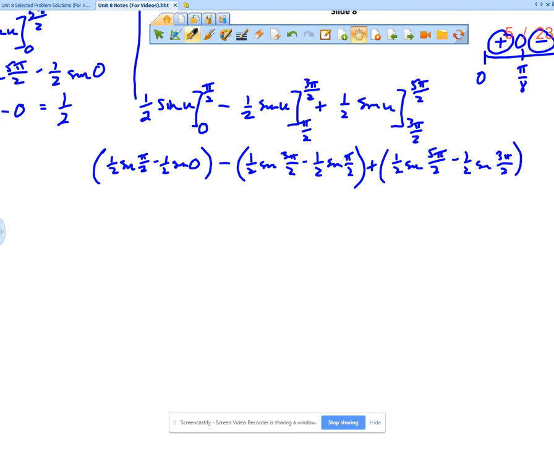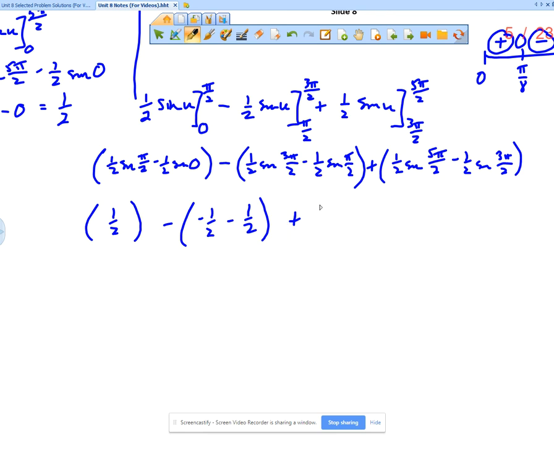So half of the sine of pi over 2. Sine of pi over 2 is 1, so this is 1/2. Minus the sine of 0, which is 0. Minus 1/2 the sine of 3 pi over 2. Remember, the sine of 3 pi over 2 is negative 1, so this becomes a negative 1/2. Minus 1/2 the sine of pi over 2. The sine of pi over 2 is 1, so we're subtracting 1/2. So negative 1/2 minus 1/2 is negative 1, but remember, we're subtracting it.